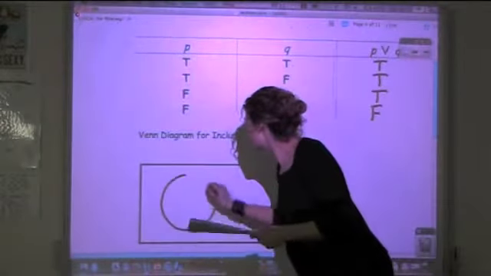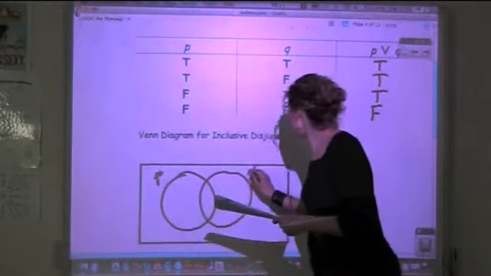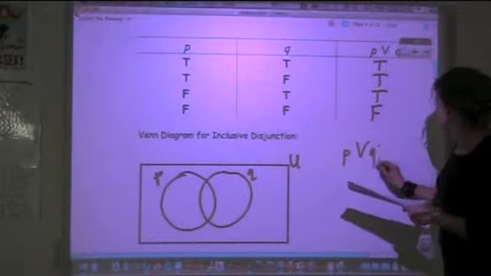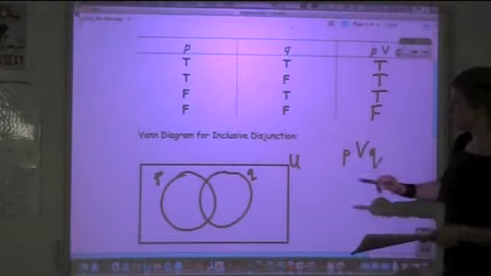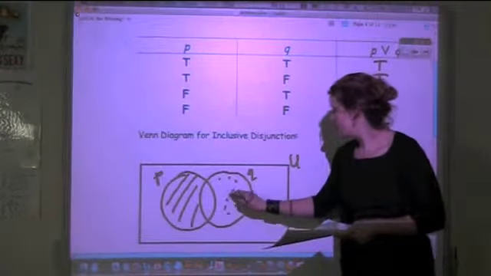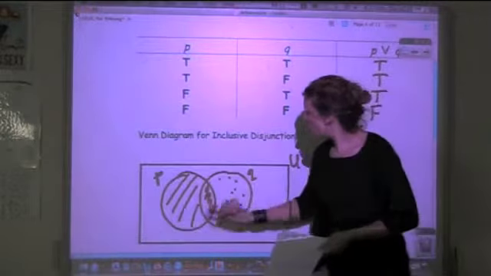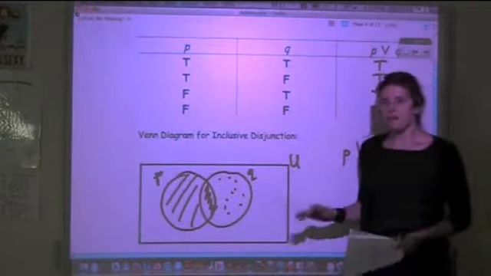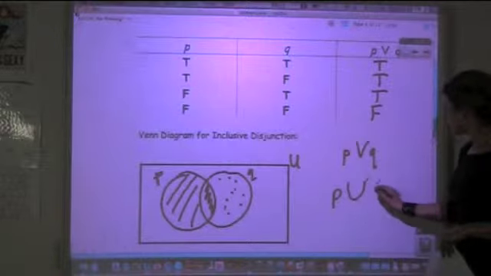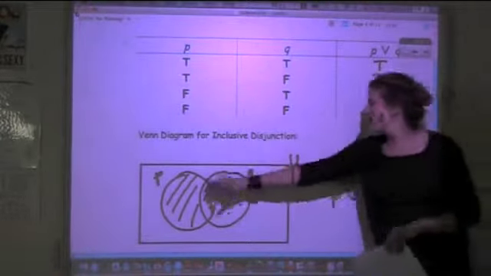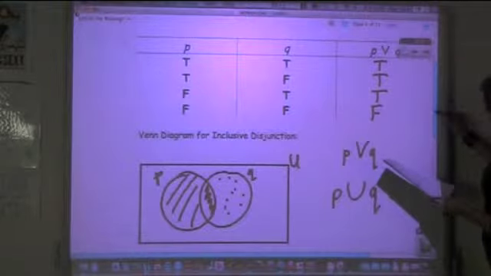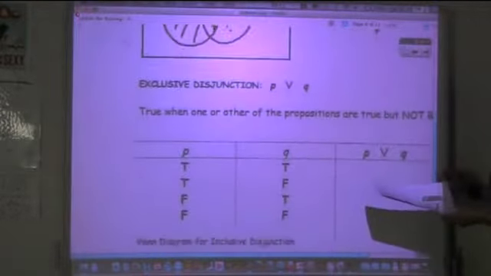Let's look at the Venn diagram. Okay, so inclusive disjunction is what we're looking at. We said that we get a true in our truth table if it's P or Q or both. So it's all those areas there. And if we're thinking about our set notation, how do we represent that in set notation? Well, it's the union. P union Q. Everything in P, everything in Q, and everything in both.